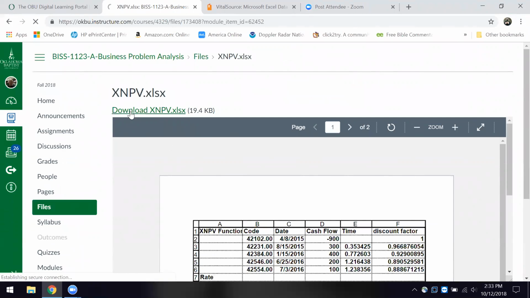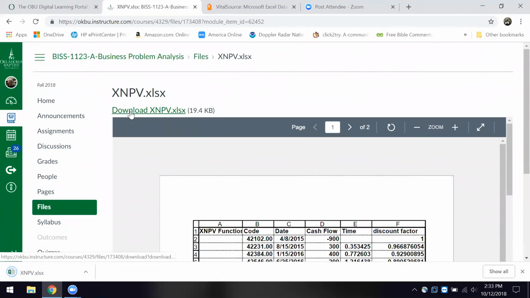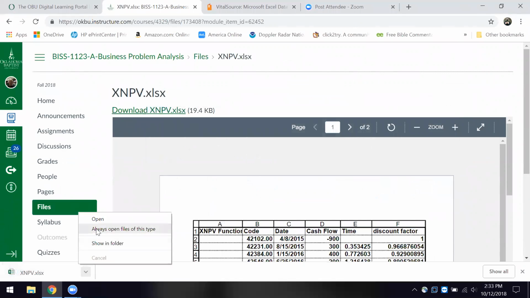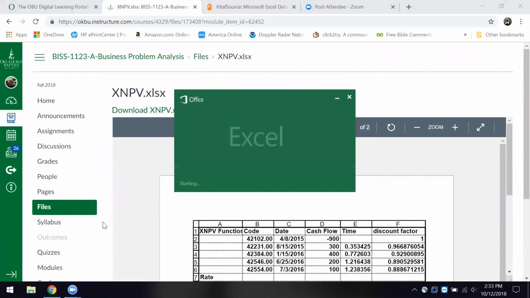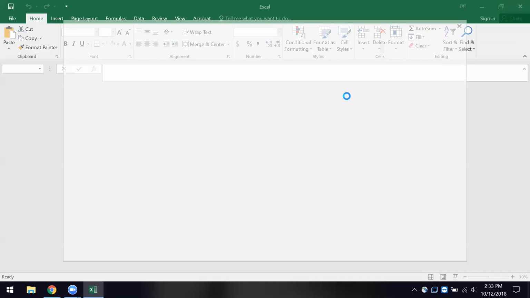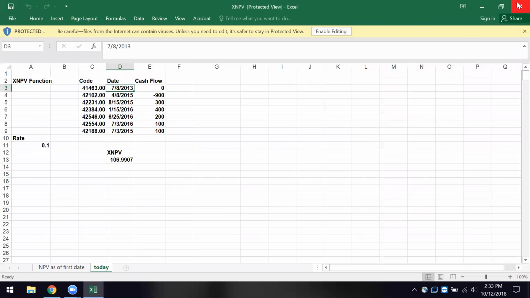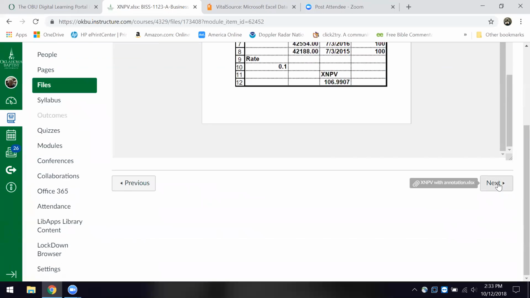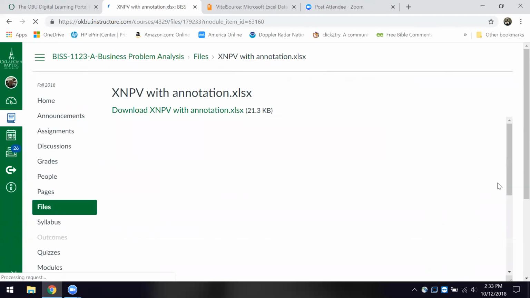And I'm going to download this. Now, I'm going to open this. I'm going to show it in the folder. Well, I don't want to do that here. I'm just going to go ahead and open the thing. All right, I want XNPV with annotation. I'm sorry, I don't want this one. Let's go down here. Yeah, that's the one I want with the annotation.